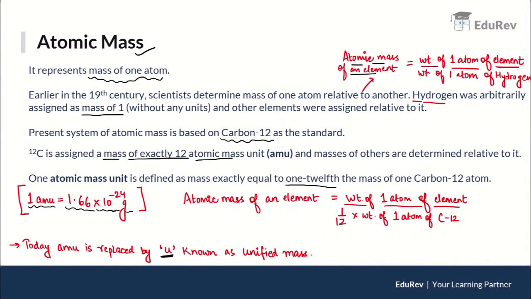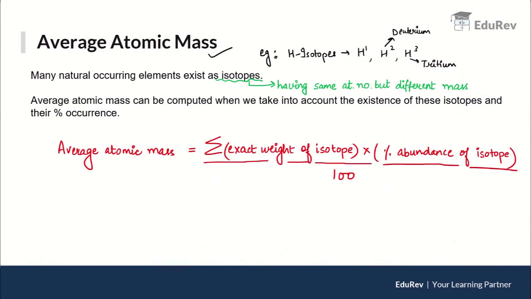When we use atomic mass of elements in calculations, we consider the average atomic mass of it. So many naturally occurring elements also exist as isotopes. Isotopes are the ones having same atomic number but different mass. Example, hydrogen has 3 isotopes as hydrogen 1, hydrogen 2 is deuterium and hydrogen 3 is tritium, right?